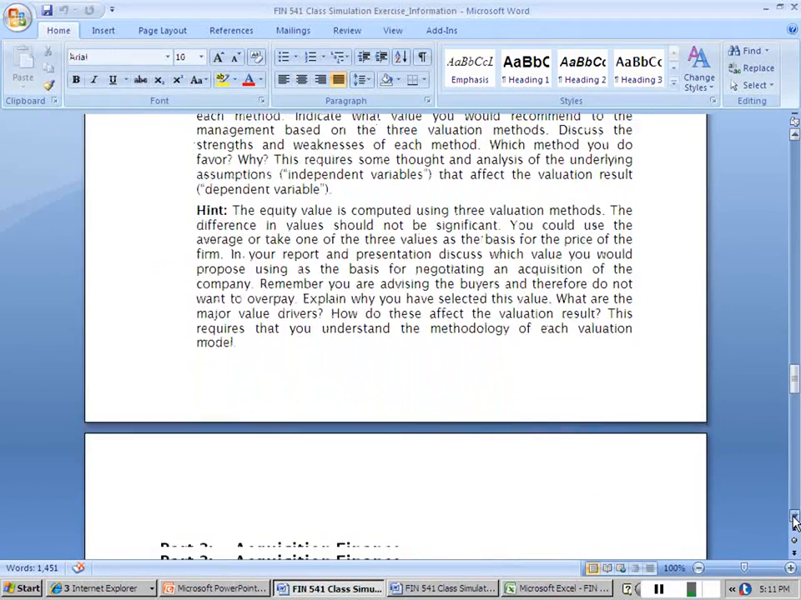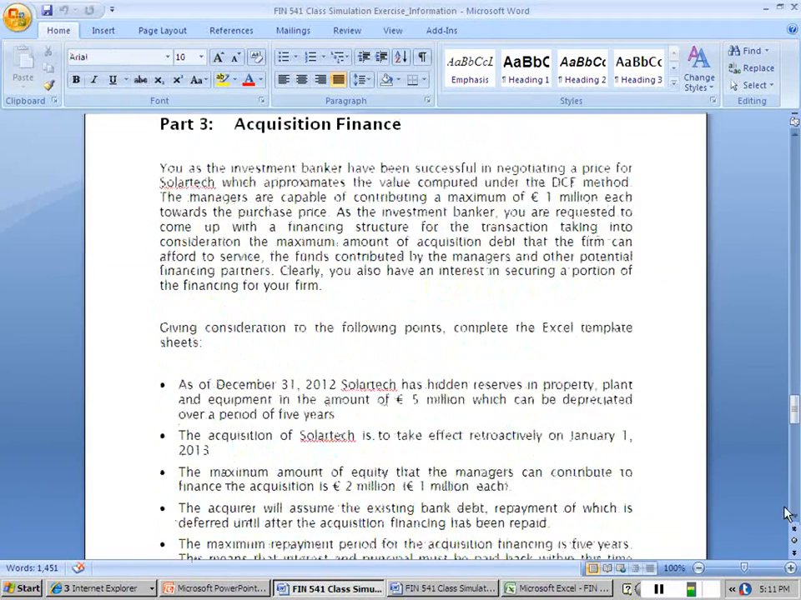The third part of the assignment takes a look at the acquisition finance. So you come up with a value, and after you come up with a value, the idea is, how can I finance that value? The first place you normally go to ask about financing will be the bank. Once you've come up with your financial plan, you present that to the bank, and they will tell you roughly how much of the value they'll be willing to finance.